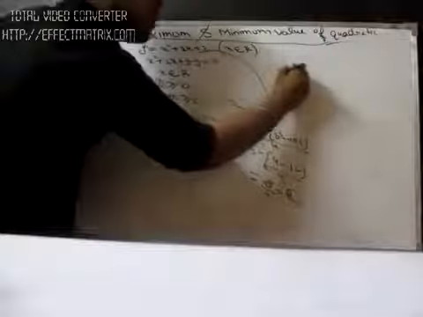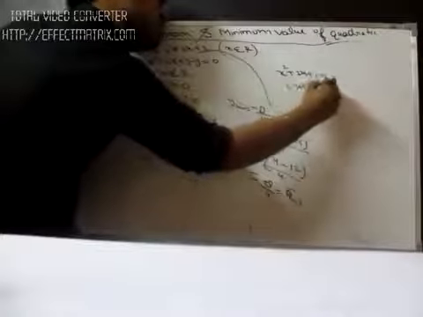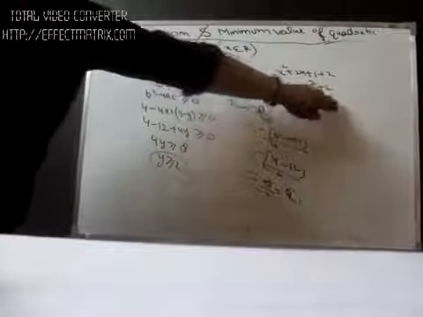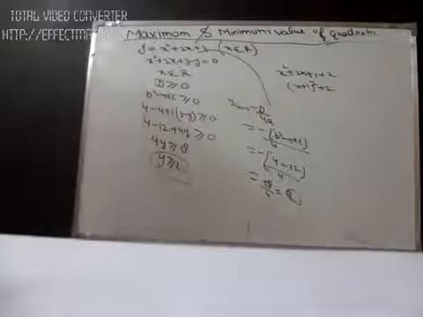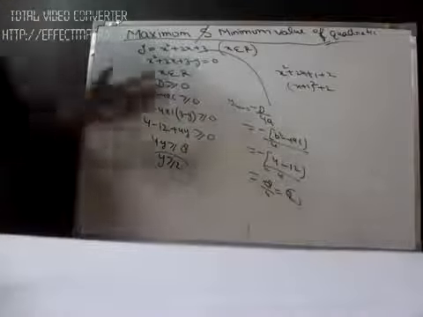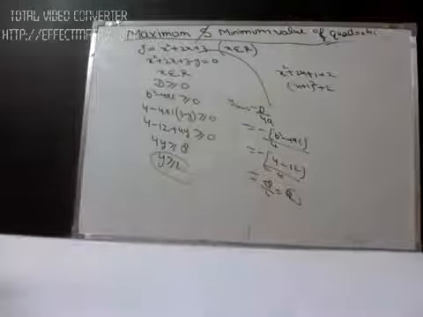Another method: x square plus 2x plus 1 plus 2, so (x plus 1) whole square plus 2. The minimum value of this will be 0, so 0 plus 2 is equal to 2. So the minimum value of this will be 2 and the maximum will be infinity. Okay. So this method is applicable for any number.